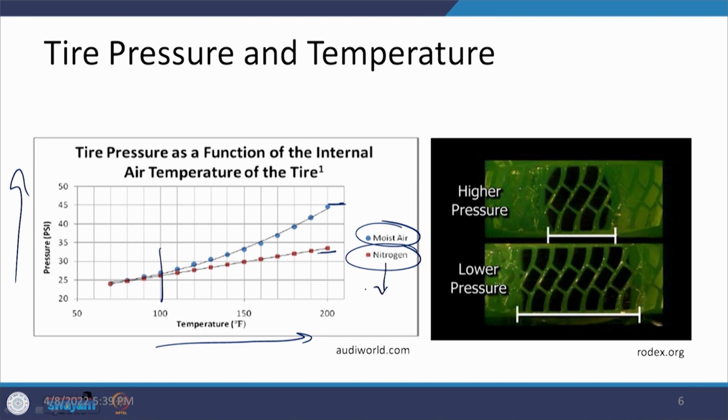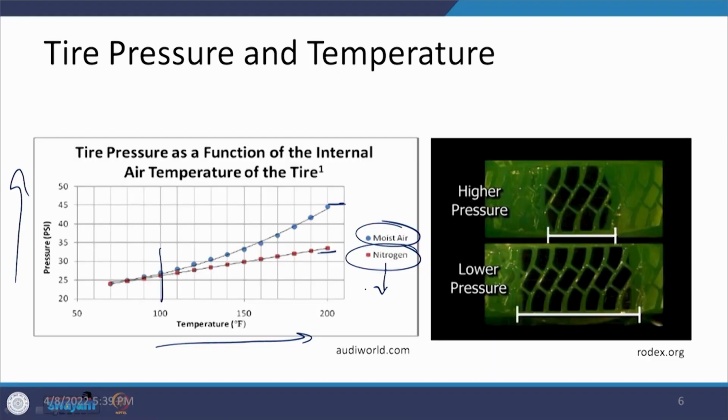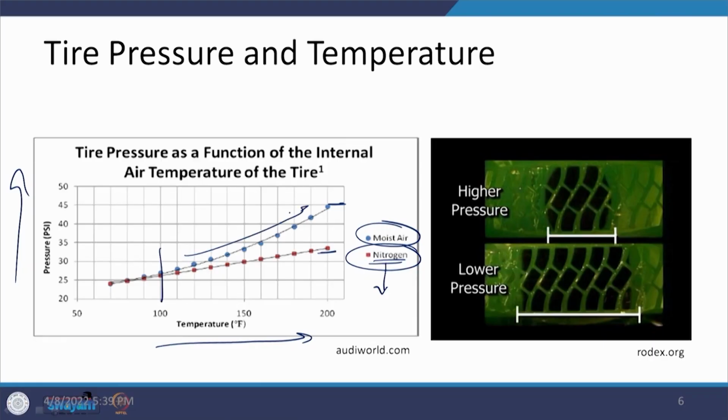So, what type of matter is being filled in the tire also makes a difference, and one reason for filling nitrogen is that it keeps the tires cool. As soon as you stop your vehicle, within a reduced time period, your tires are going to become cold. So, this is one study related to nitrogen versus moist air, but what you can see is that this effect is something like exponential, whereas in the case of nitrogen it was more or less a linear change in the values of pressure.